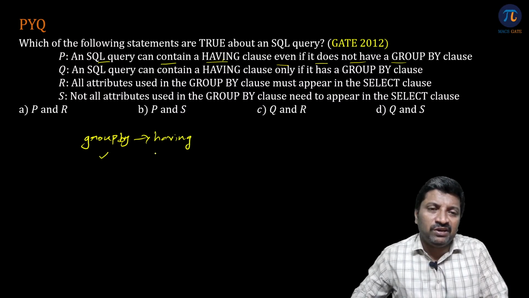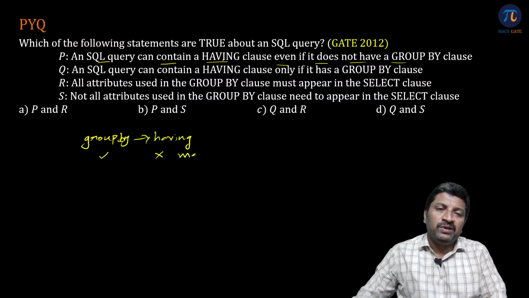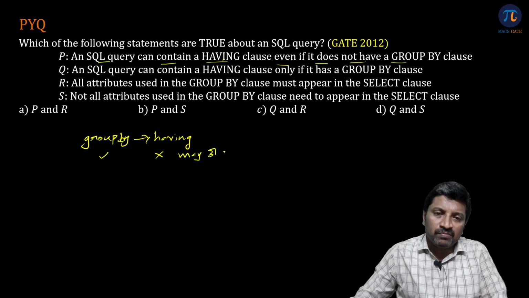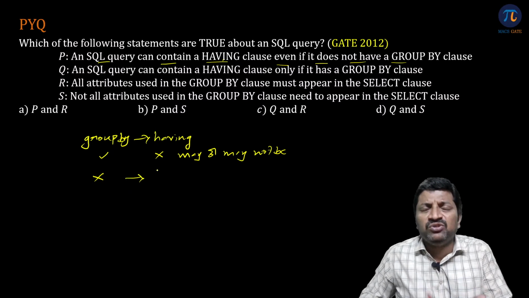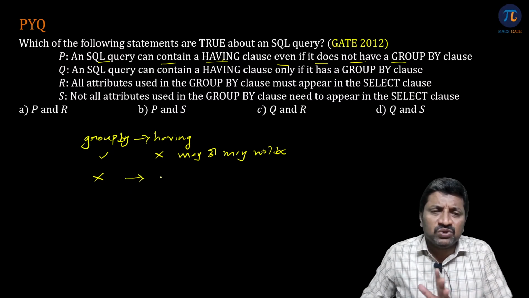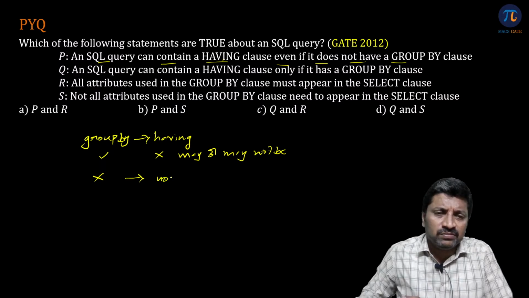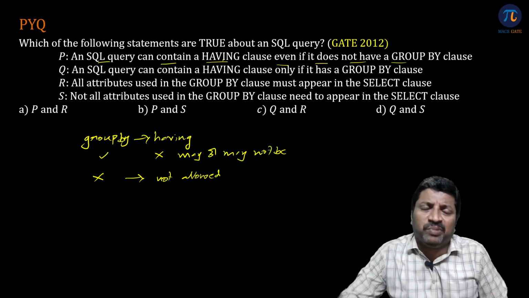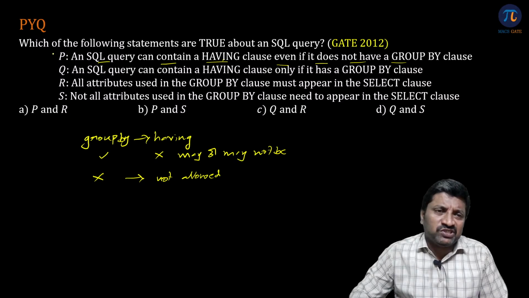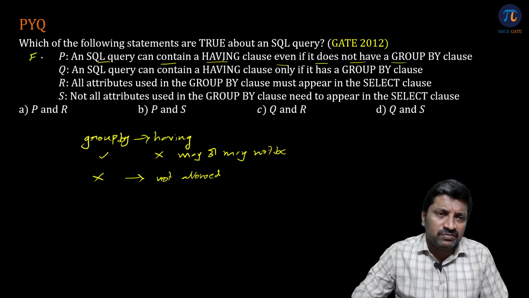Whenever group by is there, having may or may not be there, so there is no issue. But whenever group by is not there, can you apply having? No, having is not allowed, because after group by and finding the aggregate function, only then you apply the having clause. So the first option is false.